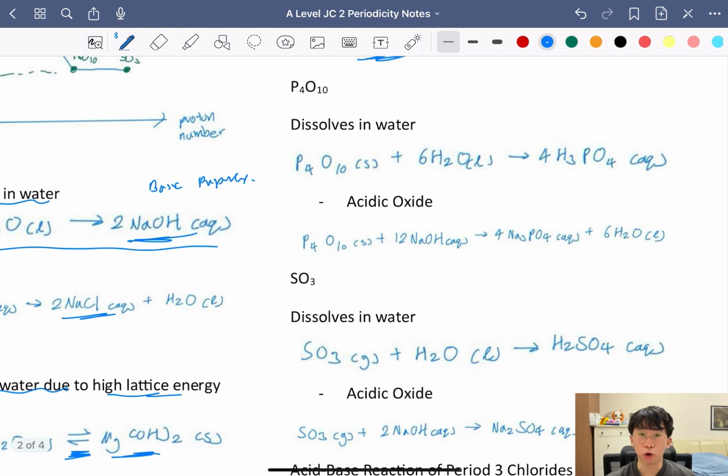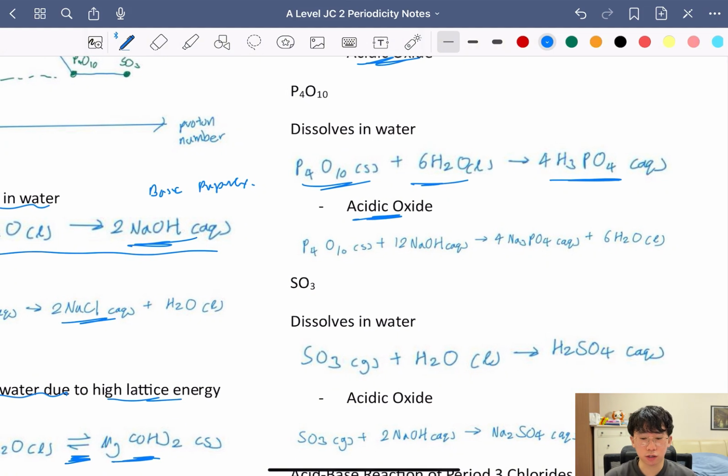Next, we have P4O10. So this is an acidic oxide. So it can dissolve in water, so you can form your phosphoric acid. And since it's an acidic oxide, it can also react with NaOH directly. And for the balancing of the equation, just memorize this.